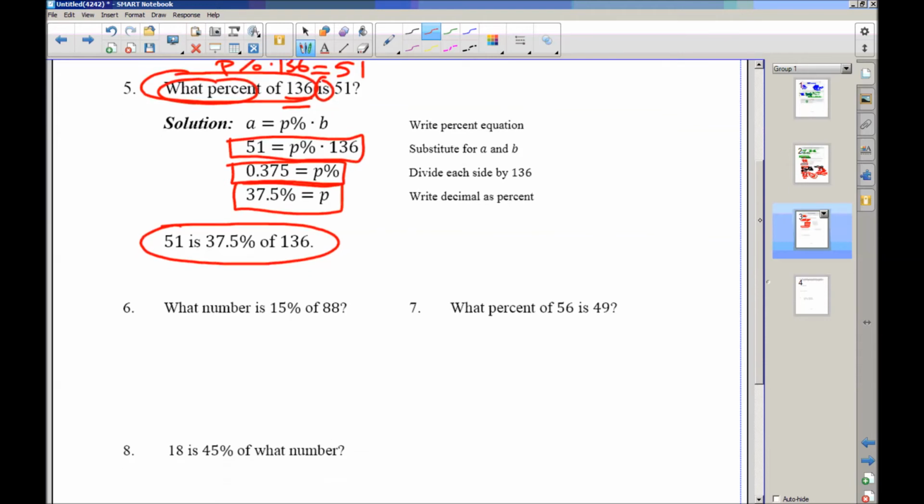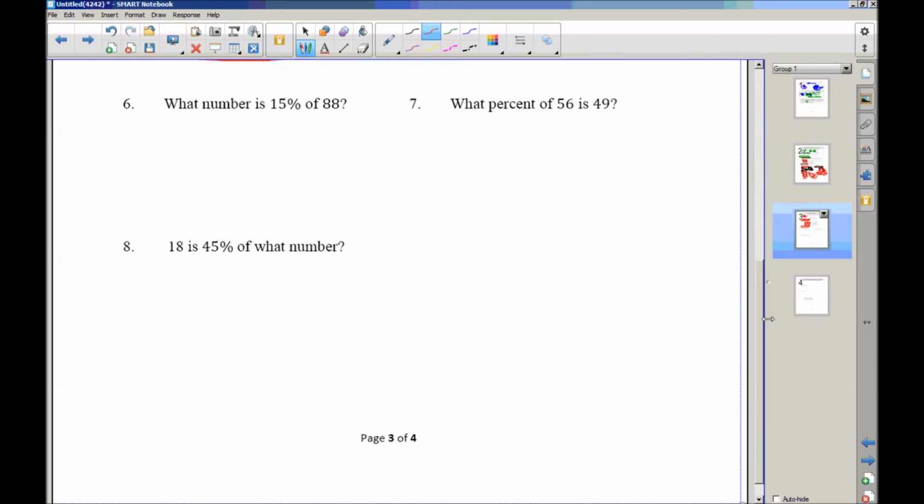Okay? Here is our last three problems for today. So what number is 15% of 88? There's my is, it turns out it equals 15%. We'll go ahead and put that in like this. Of 88. So this is going to be times 88. And then over here we have what number? So let's put X for the part.